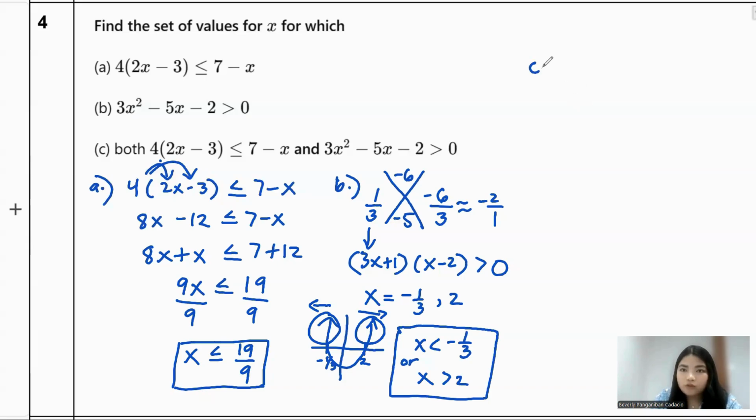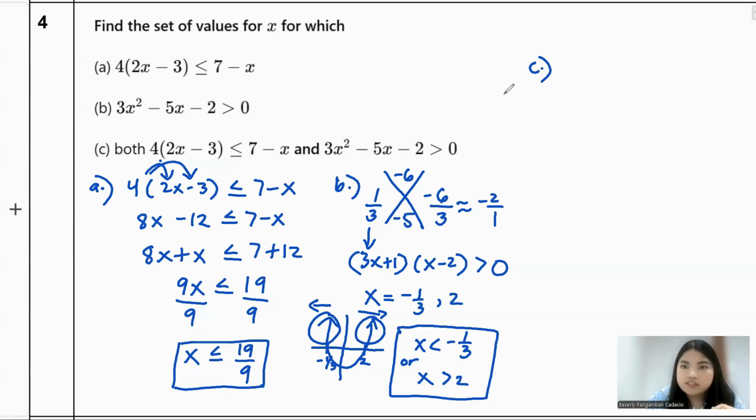Okay, now let's go with letter C. So you have, as you can see, for C, both the question in A and the question in letter B. So you don't need to redo it. You're just going to use the answer from the previous question.